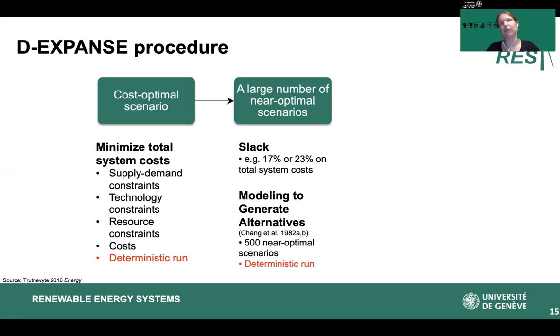And I think this is meaningful because, on the one hand, we know the reality is likely not cost optimal, but it's also very likely not following the most expensive path. So that's why we focus on this area of near optimality. And in this case, it's again only about the deterministic run.